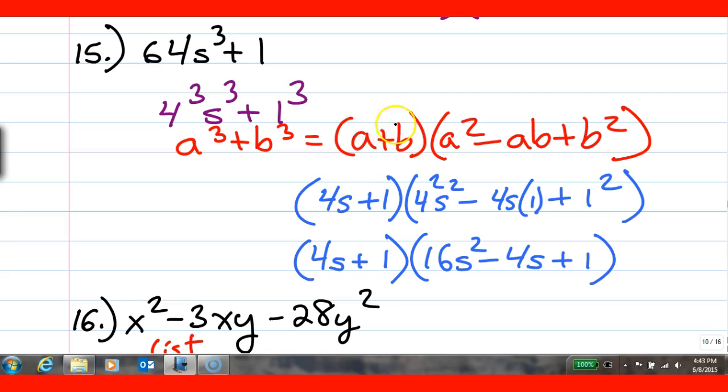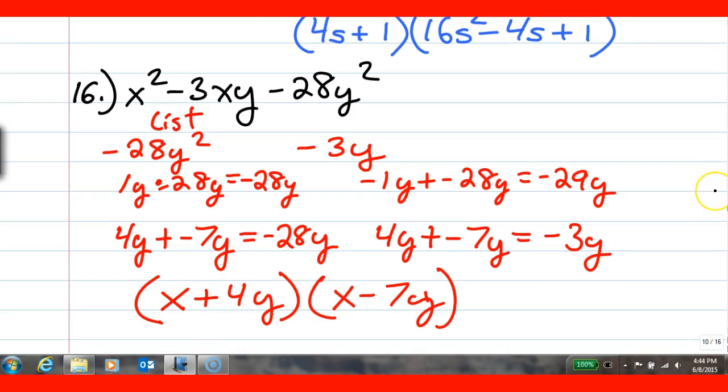So the only change when I go to factor here is that the binomial at the front, instead of being subtraction, is an addition, and the trinomial on the back side ends up with a minus in that second position. So I end up with my base 4s plus 1, and then my 4s both squared, minus my 4s times my 1, which is my a times my b, plus my b position, which is a 1, squared. Come down, finish it up, just clean it up. I have a 4s plus 1 times a 16s squared minus a 4s plus a 1.